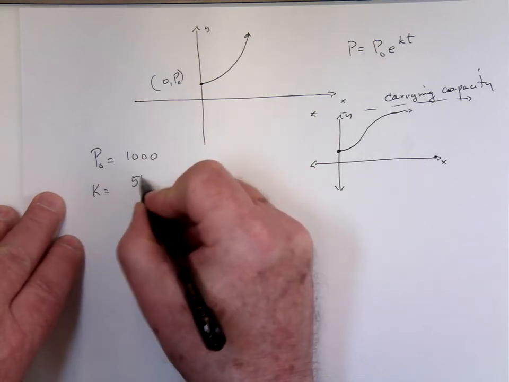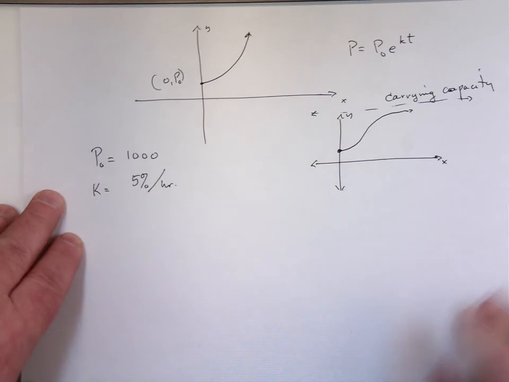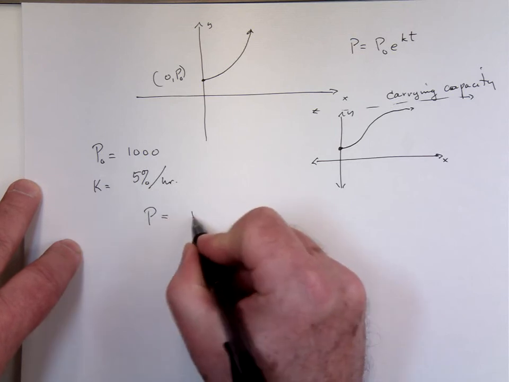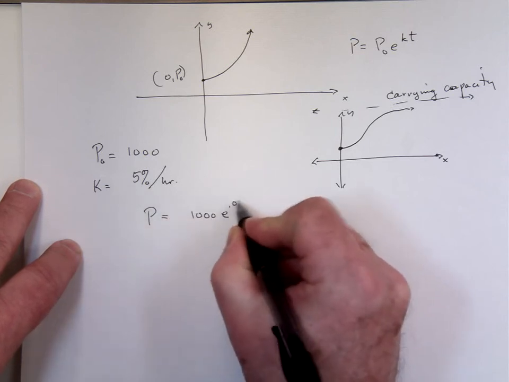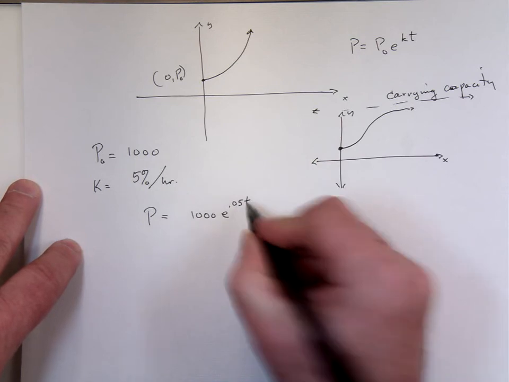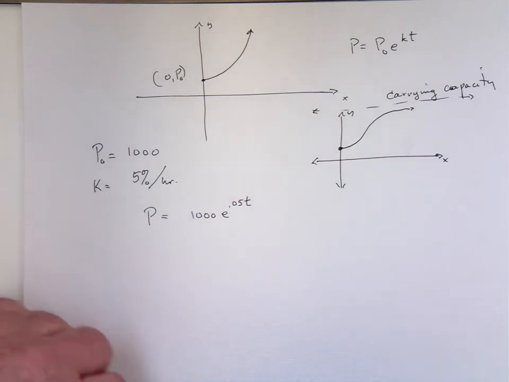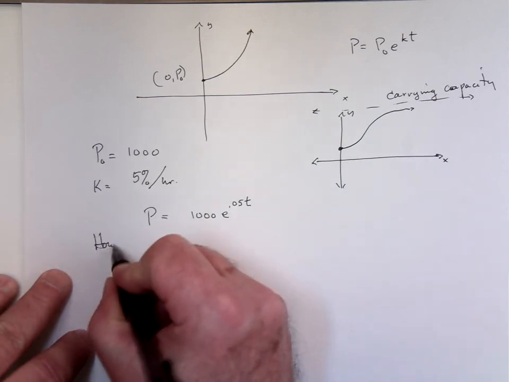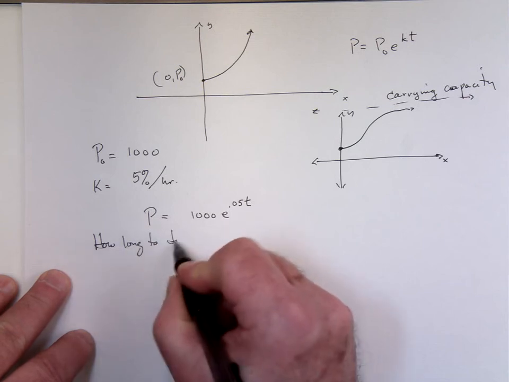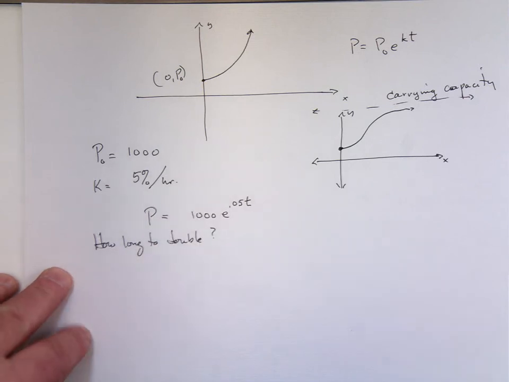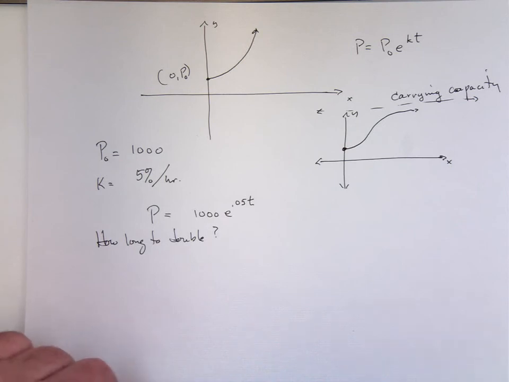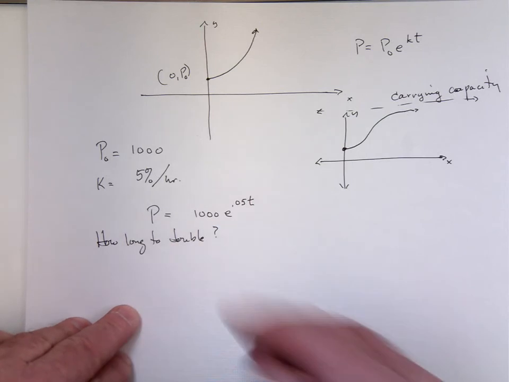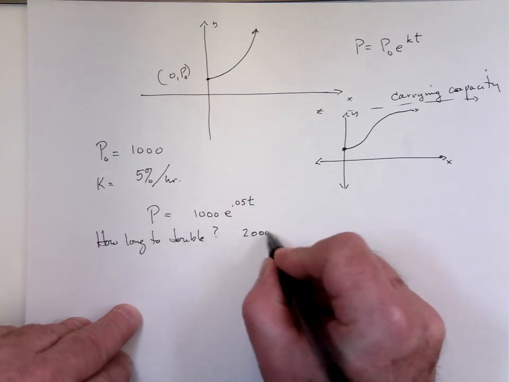So here's what we have. Our population at any given time is 1,000 e to the 0.05t. What do we want to know? We want to know how long to double. Well, let's see. We want to find the time it takes the population to go to 2,000. Okay, we're going to find the doubling time.